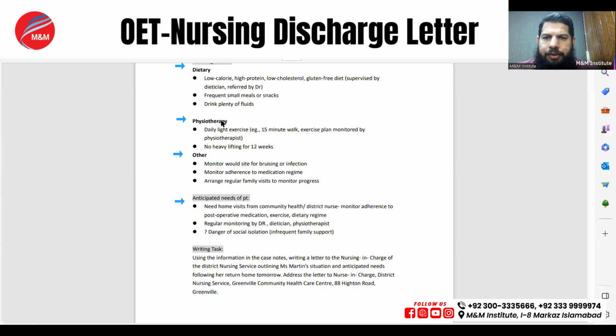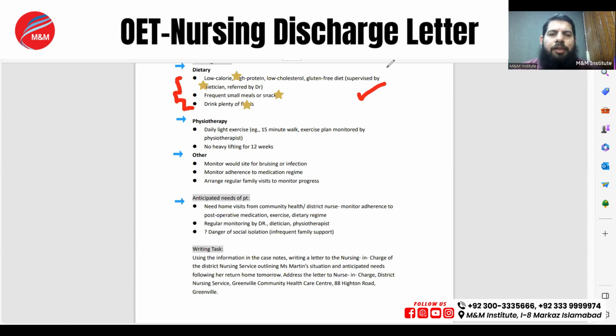Let's say the first in detail is specifically about the diet. Then liaise with the dietitian, right? Then the instructions for the diet: have small meals or snacks, and lastly, plenty of fluids. So post-discharge, this is a dietary guideline that should be followed. We need to understand what these guidelines are.